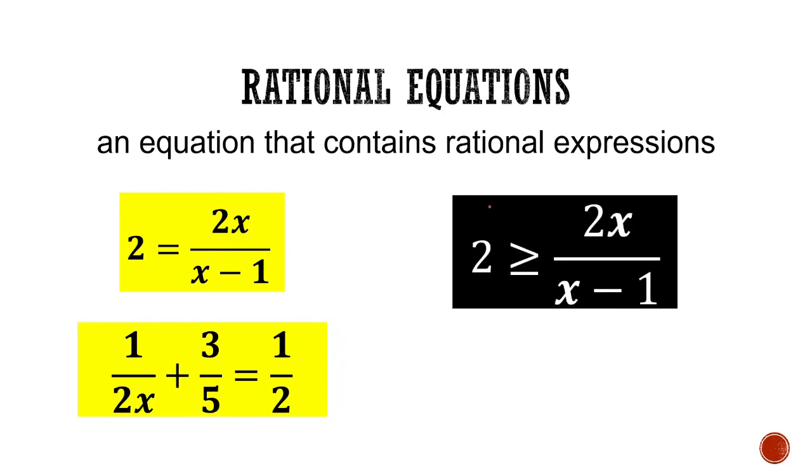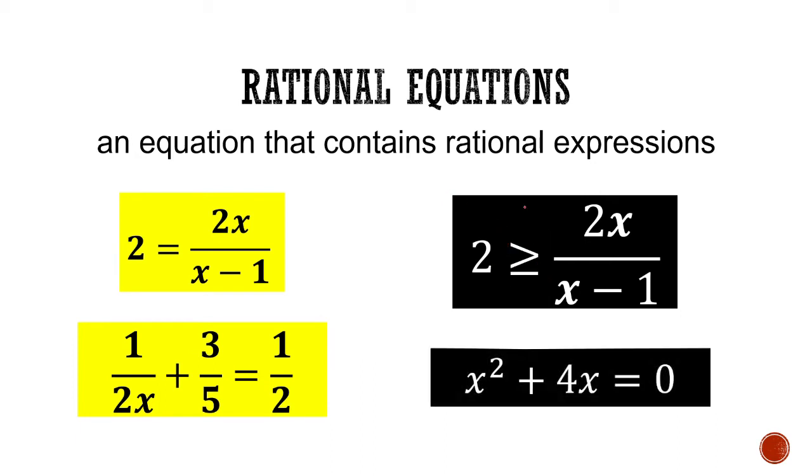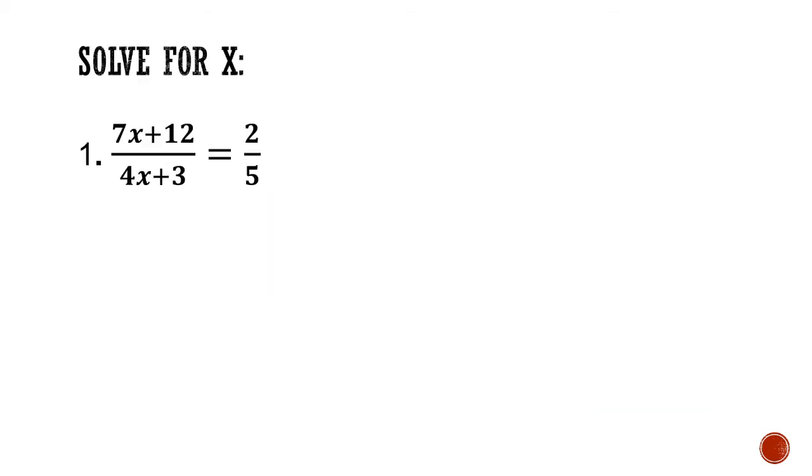This one here is not an example of a rational equation because, although it has a rational expression, this is not an equation. This is not an equal sign, it is an inequality. This is also not a rational equation because although that is an equation, it doesn't contain any rational expression. Okay, so now let's go to the main part.